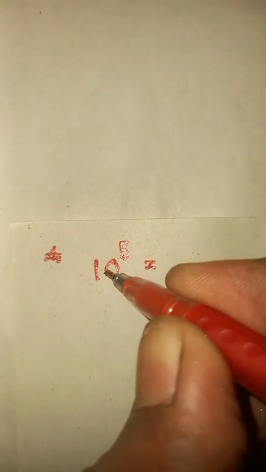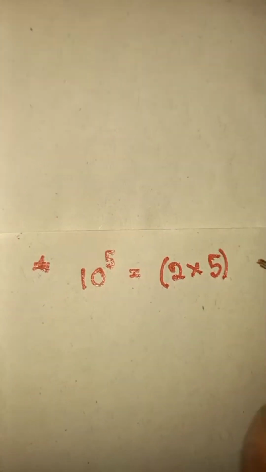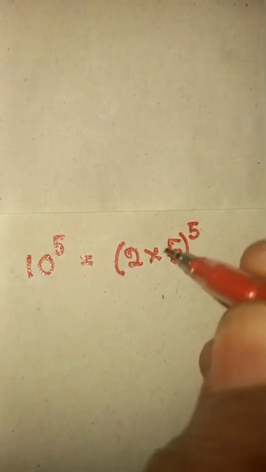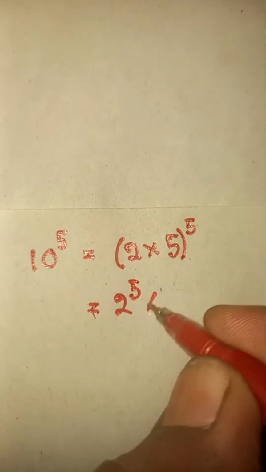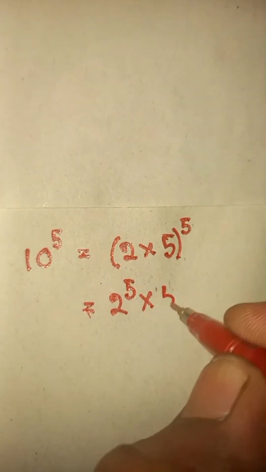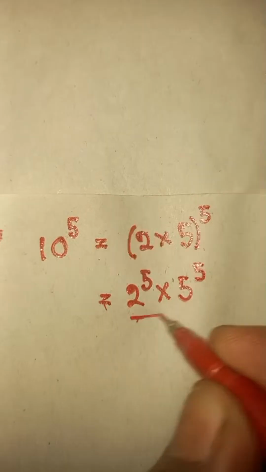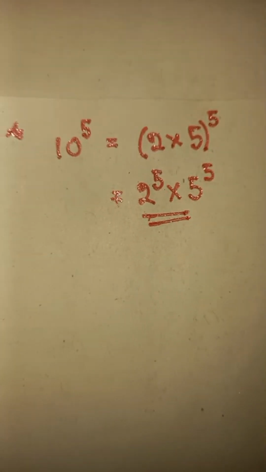Now I will start to tell more problems of these. Let's start with multiplying exponents. Now let's simplify this one. They have given 10 power of 5. You need to simplify this. To simplify this, the inside number you can write as 2 times 5, and the whole power of 5. Now multiply this: 2 power of 5, and 5 whole power of 5, the power 5 comes to 5 also. This is 2 power of 5 times 5 power of 5.